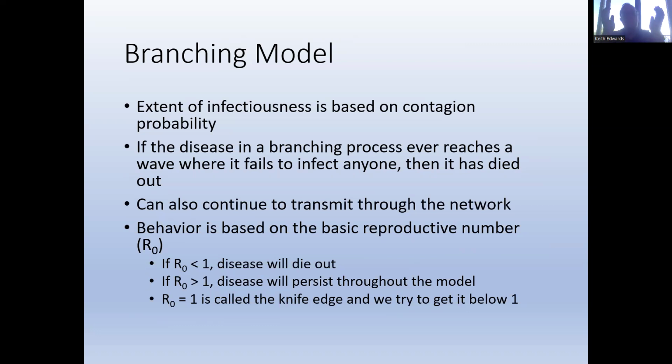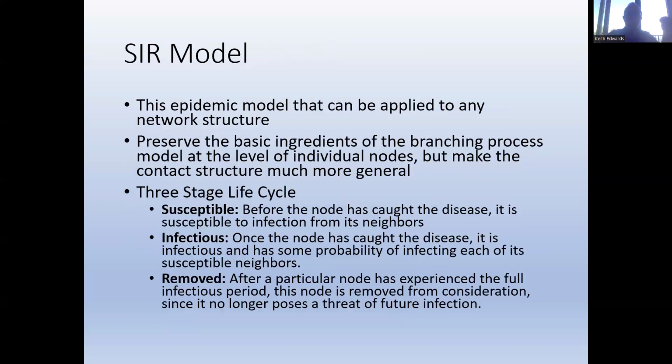If the disease is a branching process, and it fails to infect anyone, then the disease dies out. But there can also be the case where it continues to transmit through the network until either everybody's exposed or there's a re-exposure possibility. If R0, the reproductive number, is less than 1, the disease tends to die out. If it's greater than 1, then it will persist throughout the entire model. R0 equal to 1 is called the knife edge case, and in that case, it makes sense for health authorities to try to adopt mitigations to get that number below 1.